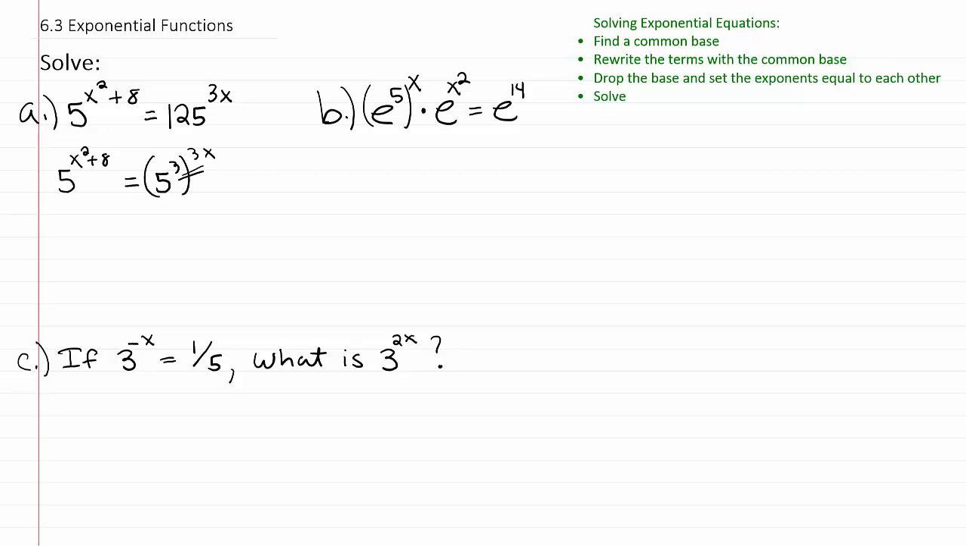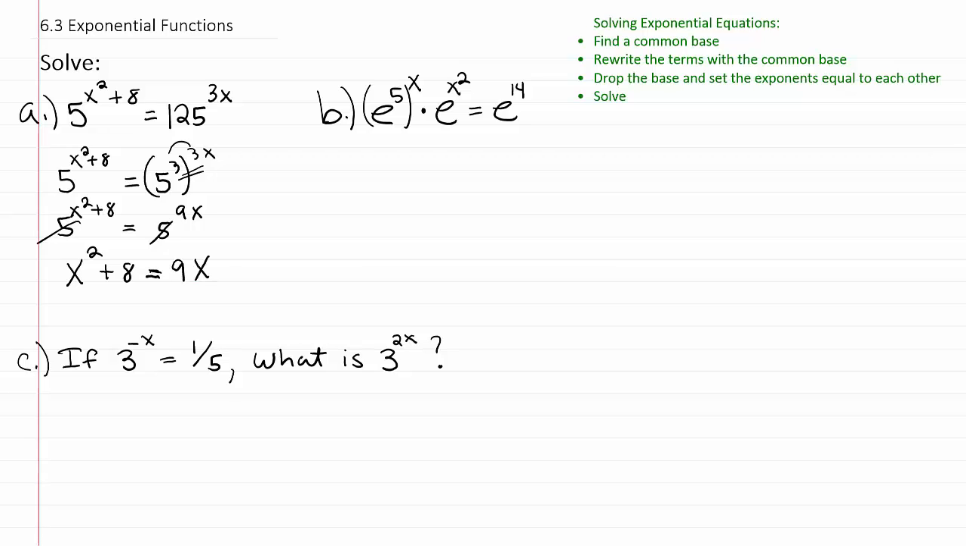Then we can multiply these exponents, because we know the rule: when you're raising a term to a power, you can multiply the exponents there. So we end up having 5 to the x squared plus 8 is equal to 5 to the 3 times 3, or 9x power. Now, because those bases are the same, we can drop the base and set the exponents equal to one another. So we get x squared plus 8 is equal to 9x.